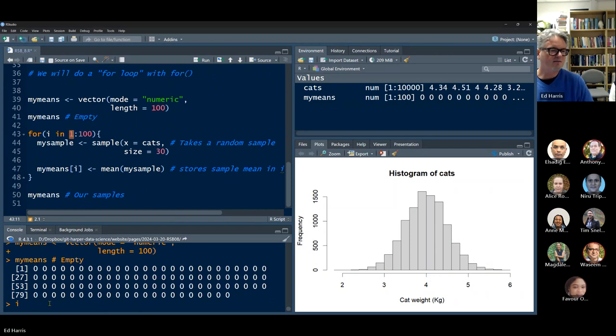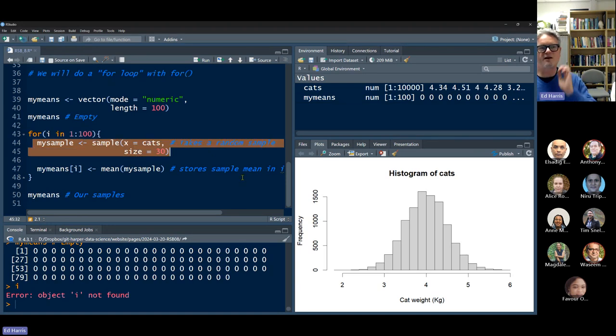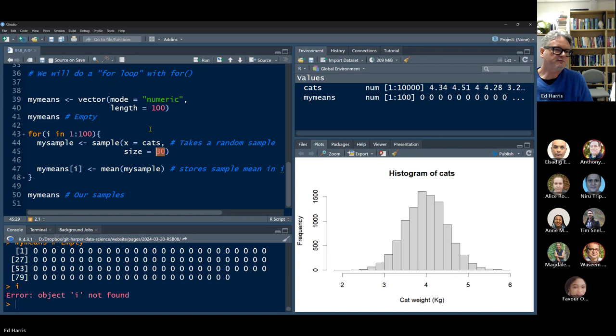So we don't have I at the moment in our workspace. When we run this for loop, everything between these two curly braces is going to be done 100 times. What is happening here? Every time that the integer is incremented, we're going to sample a cat's vector. Now, the size of the vector that we're going to sample is 30. So remember, we've created that cat's vector with 1,000 variables up above. So we're going to put the sample of 30 from our population of 1,000 into my sample.